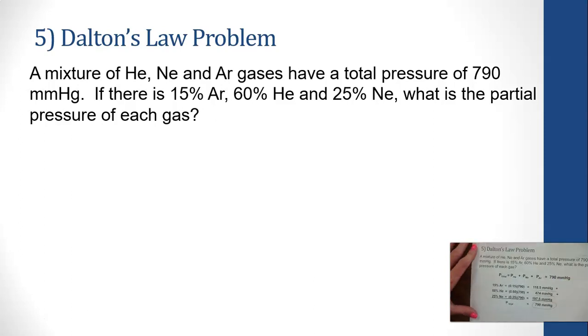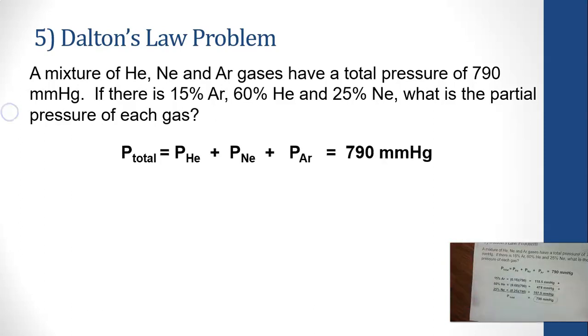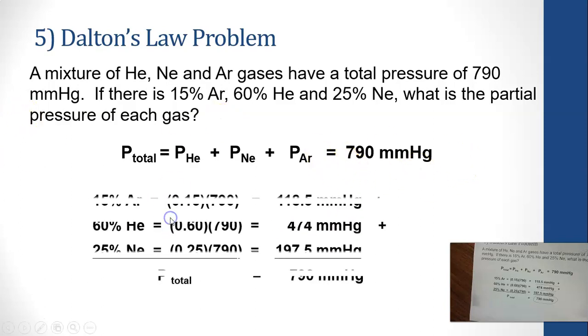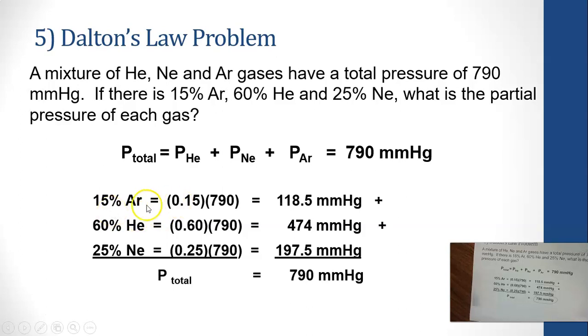Okay, you may want to look at that one again, but it's really not that hard. It's not that bad. You can do it. Okay, total pressure is equal to the pressure of the gases, and we're given total pressure. 15% is argon, so you take 15% of 790, 60% of 790 for helium, and 25% of 790 is my neon. I add those together, that equals what I knew I had. Okay? I know it seems hard. That one's a little more tricky, so you may want to look at it again, but you're pretty smart, so I'm pretty sure you can get this one.